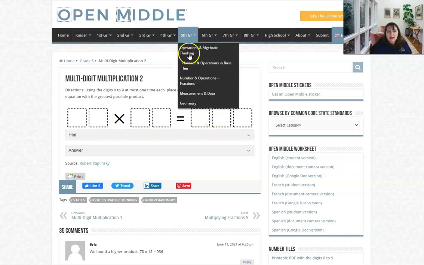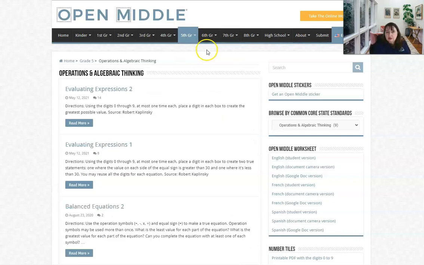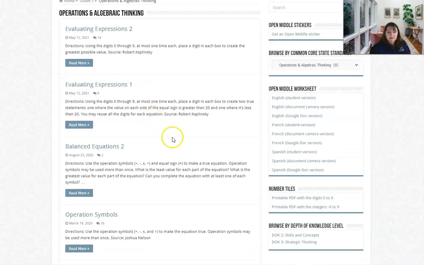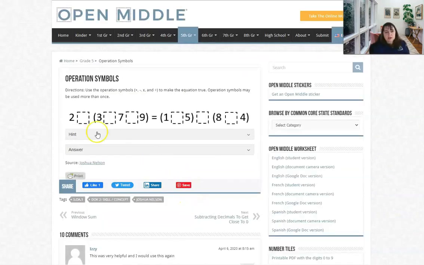And so we're going to go back, and I'm going to go into operations. And you can see evaluating expressions and that type, and balancing equations and that type of thing. So they're going to see a lot of that in math as they get older. So let's take a look at operation symbols. So this is really great.